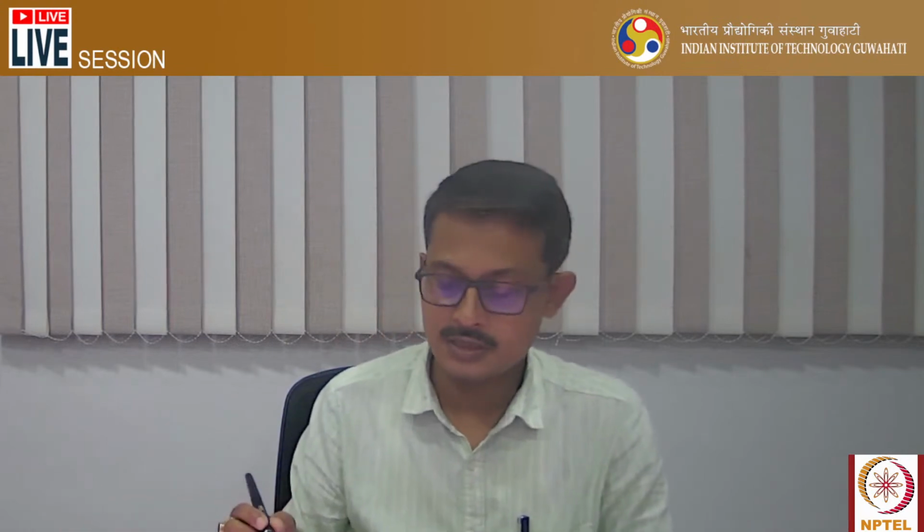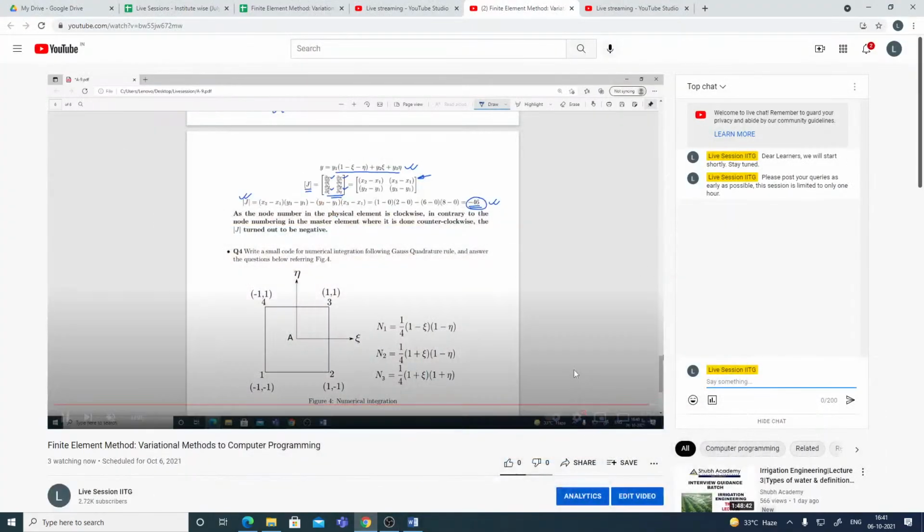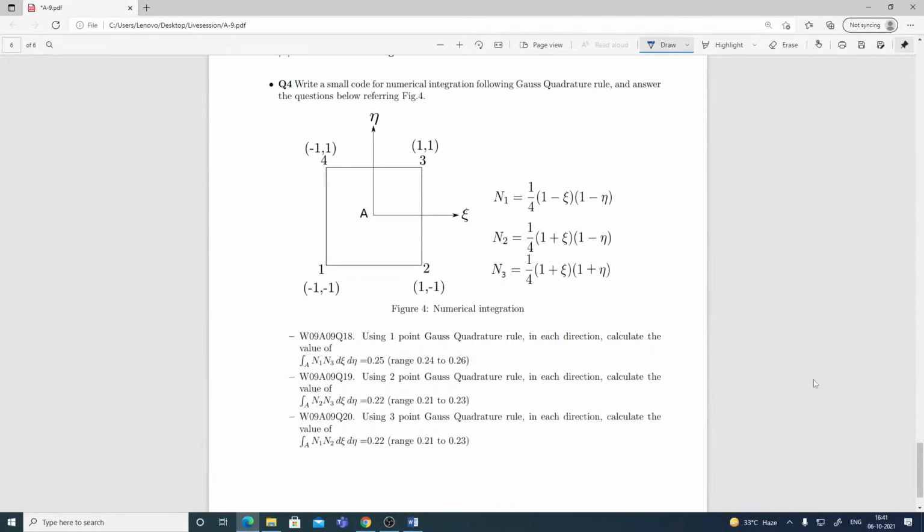Fine. So if you do not have any query, let us discuss the last problem of the assignment. In this case, we have asked you to implement a Gauss quadrature rule. If you look at MATLAB, it is already inbuilt. But in order to develop the sense of how it is done, you can write a small code implementing the Gauss quadrature rule, and that is the purpose of this assignment.